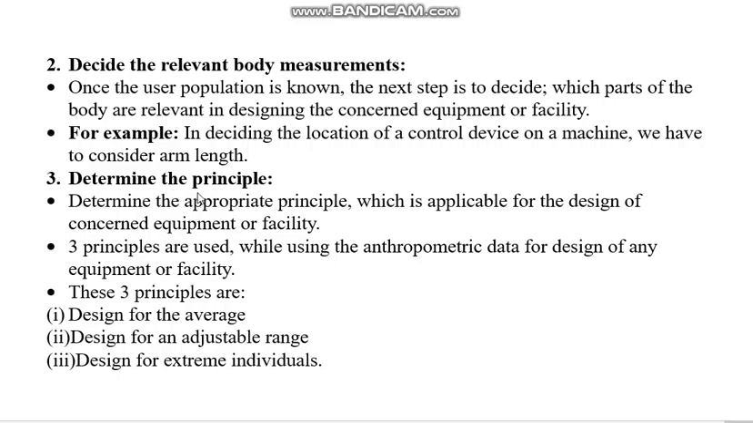Then the third one is determine the principle. Determine the appropriate principle which is applicable for the design of the concerned equipment or facility. Three principles are used while using the anthropometric data for design of any equipment: design for the average, design for the adjustable range, and design for the extreme individuals. Design for the average: that's why, normally, for average people they make footwear and other things, clothes, shirts, pants.